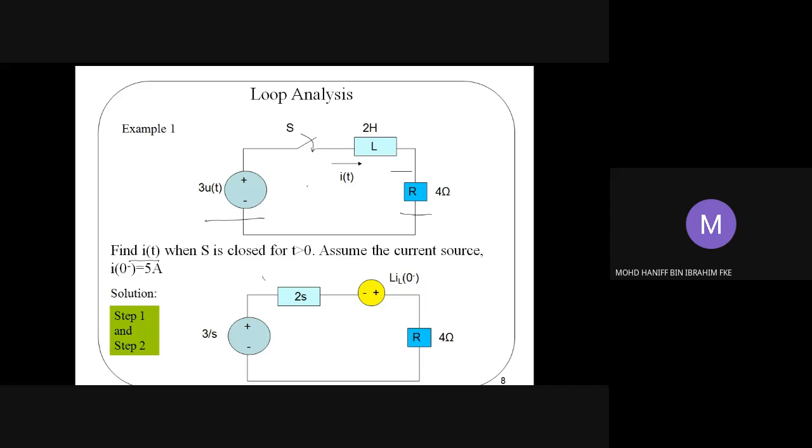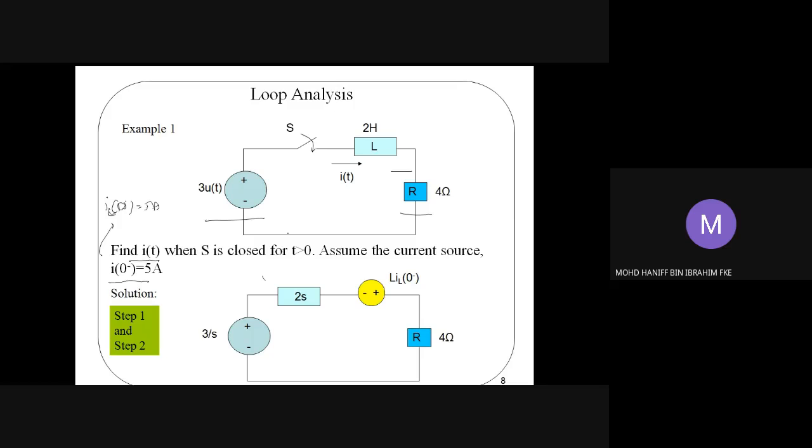Based on that, we need to find the value of the current flowing in this loop, where we assume that the initial current I0 negative equals 5 ampere. This I0 negative is related to the inductor's initial current, IL, because among these components only the inductor is a passive component with stored energy. For R, there is no initial current or initial voltage.